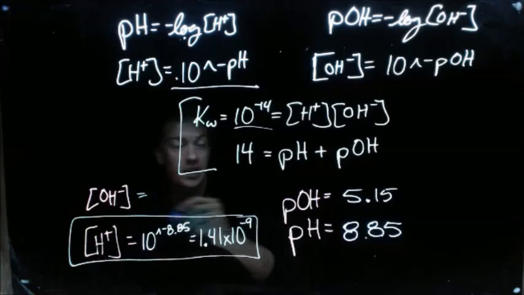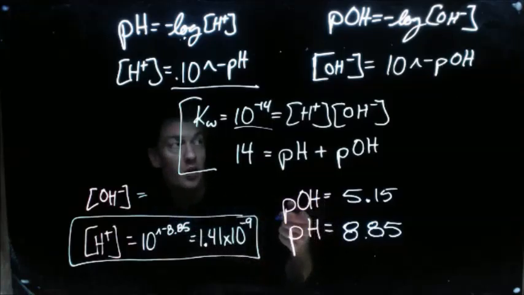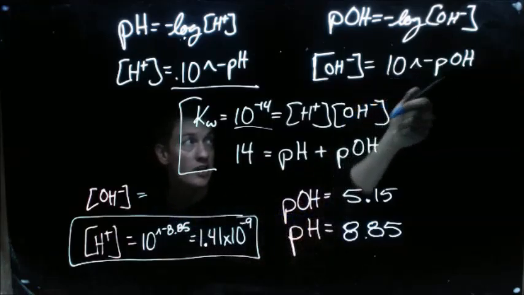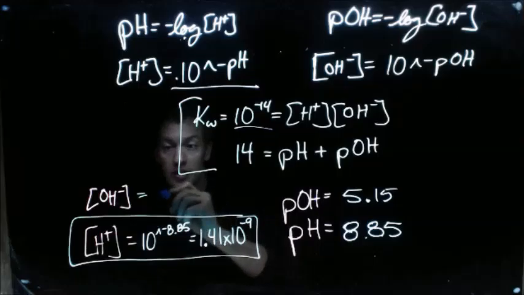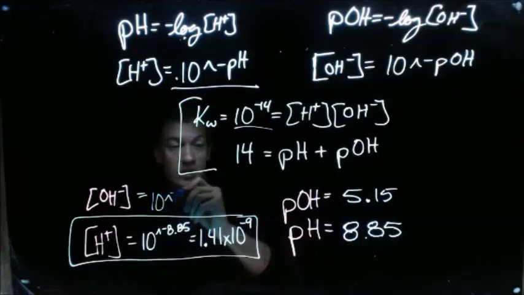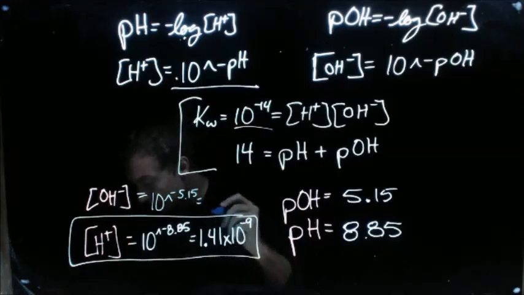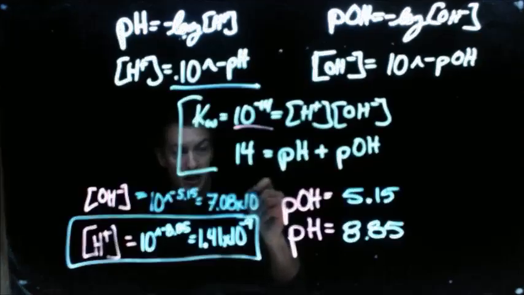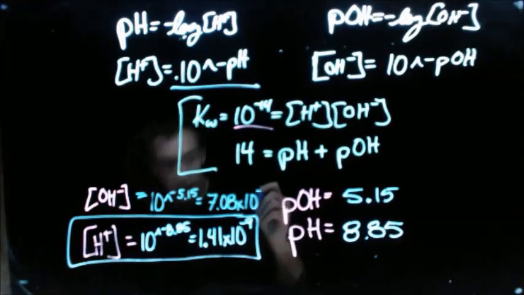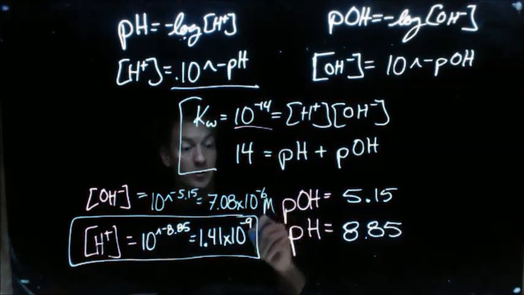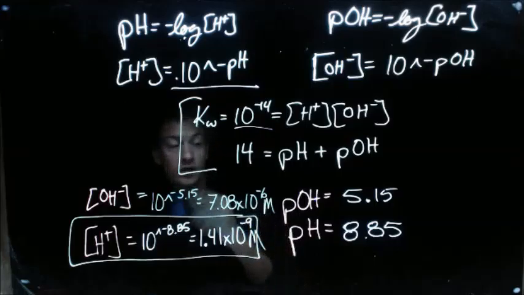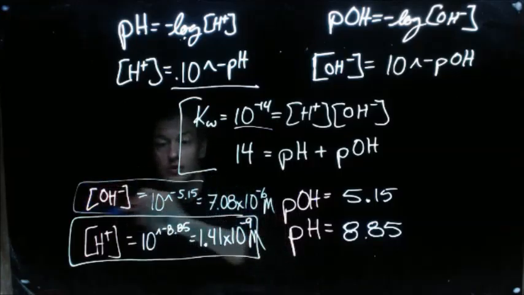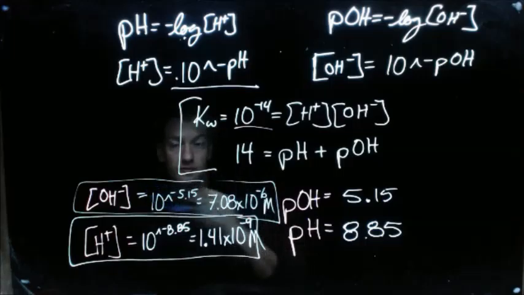And then hydroxide ion concentration, I can do the same thing with pOH. I'm going to take 10 raised to the negative pOH, which is 10 raised to the negative 5.15, and that comes out to be 7.08 times 10 to the minus 6. And those should be labeled in molar, my bad, because they're concentrations. All right.